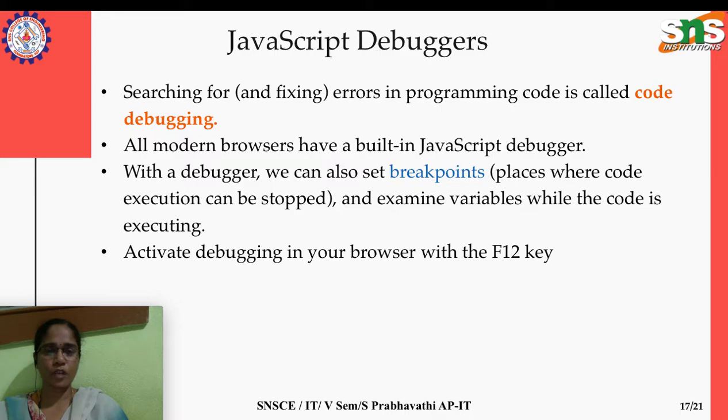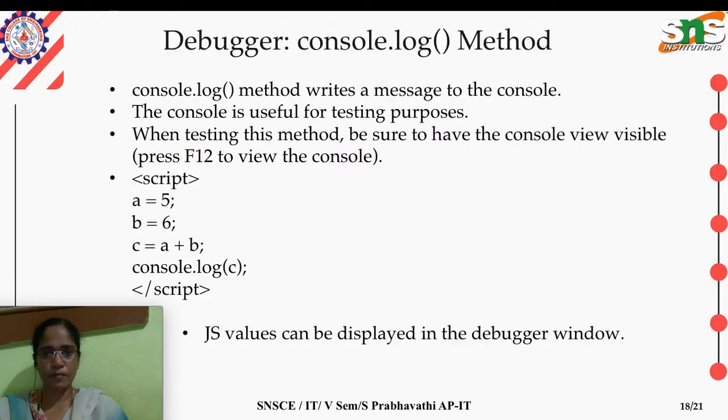So to handle errors in JavaScript, built-in JavaScript debuggers are there. And of course we can use breakpoints to handle the errors. I will take you to the demo of this breakpoint using the Google Chrome console. So this is one way of handling errors using the built-in JavaScript debuggers.